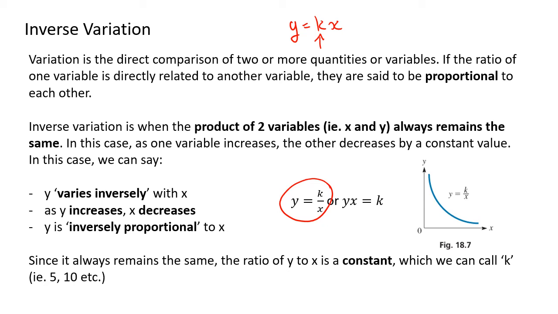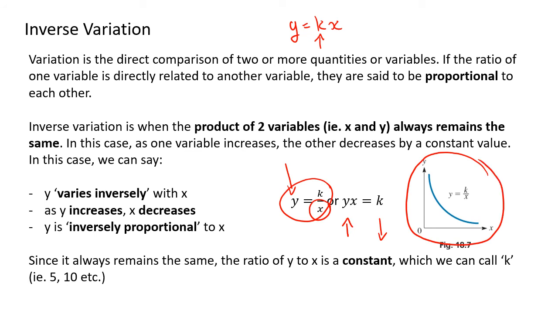So as y increases, x would have to decrease, and vice versa. If x gets larger, if this denominator gets larger, then k is being divided by a larger number. So your value of y would in effect get smaller. So they have an opposite relation. And the graph of that reflects that.